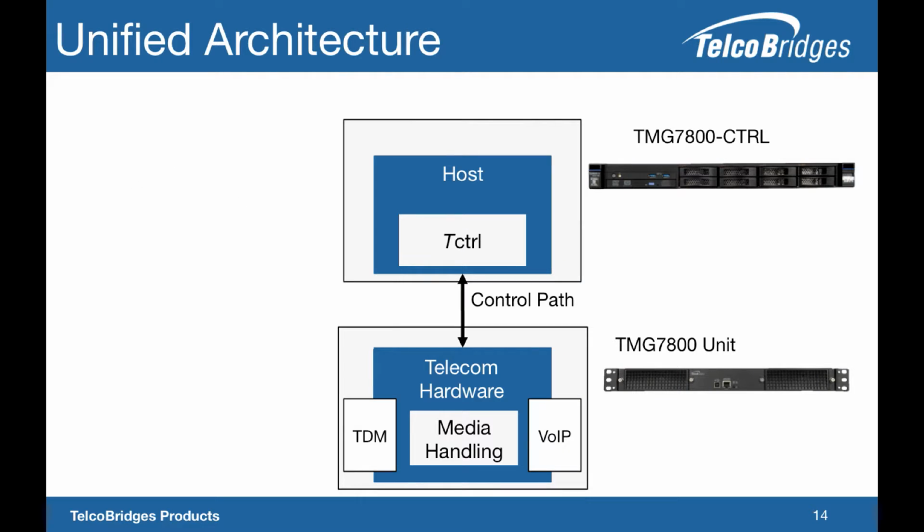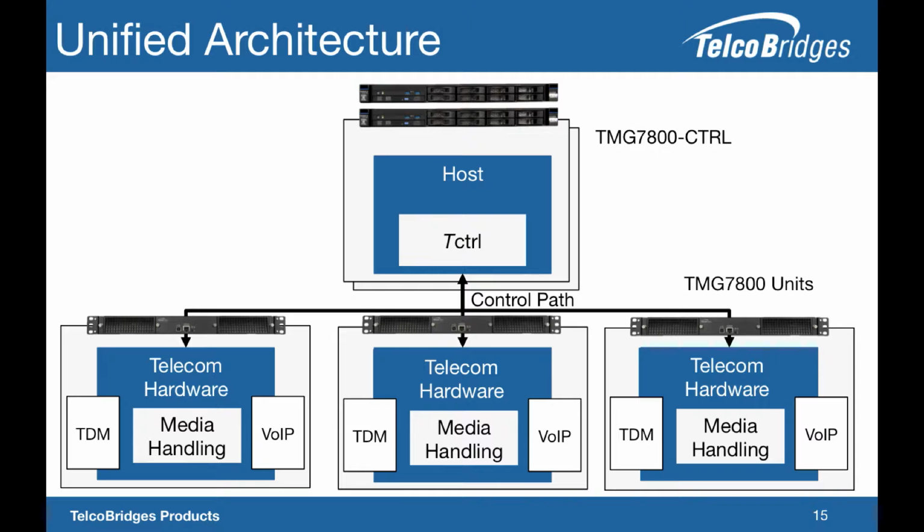Now let's take those two components and put them inside different units. So we put the host in a server, and the telecom hardware in the TMG7800 unit. The TMG7800 controller and the TMG7800 unit would communicate through an external control path using Ethernet Gigi switches. Now, take multiple 7800 units controlled by two 7800 controllers, two servers, and you get a fully scalable architecture.